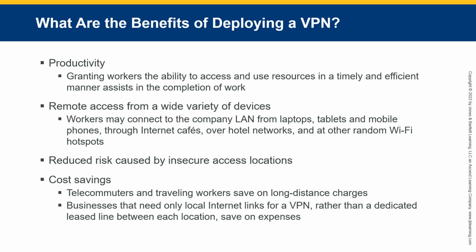Remote access can happen from a number of different devices. So you can connect to it from laptops, tablets, mobile phones. Depends on where you're at. Go through your internet cafe, i.e., a Starbucks type of connection. Hotel networks, random Wi-Fi spots, like if you're in the airport or on an airplane or something like that, you can set these up and connect to them. Now, it also helps reduce your risk from insecure connections. So, establishing a VPN helps reduce those risks out there from happening.